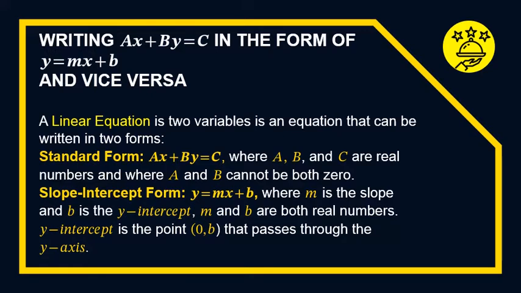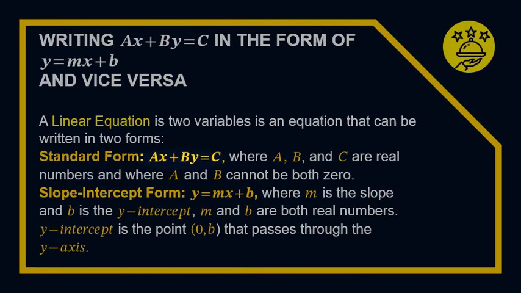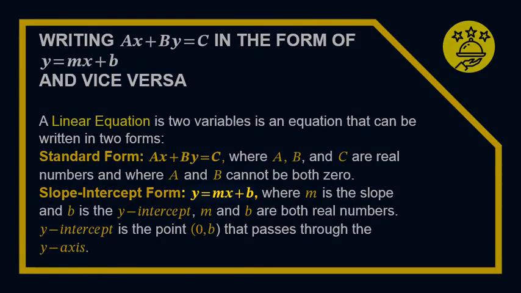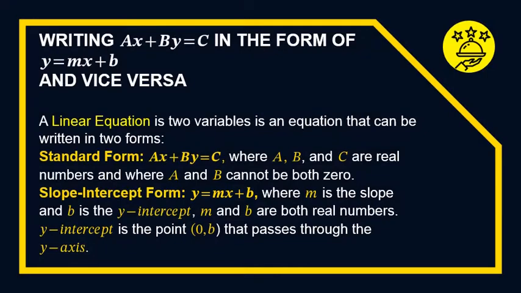and slope-intercept form. Standard form is the form of ax plus by is equal to c, where a, b, and c are real numbers, and where a and b cannot be both equal to 0. The slope-intercept form is in the form of y is equal to mx plus b, where m is the slope and b is the y-intercept. M and b are both real numbers. Y-intercept is the point (0, b), and passes through the y-axis.